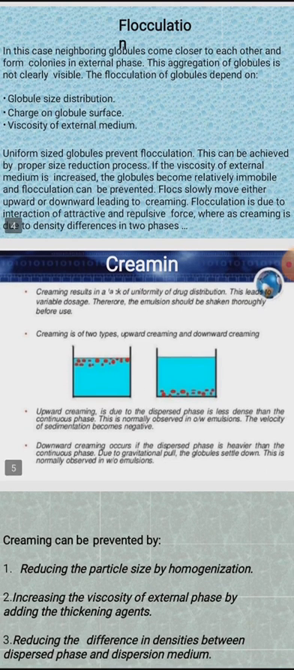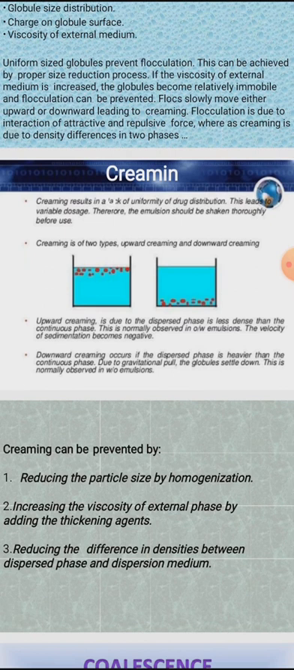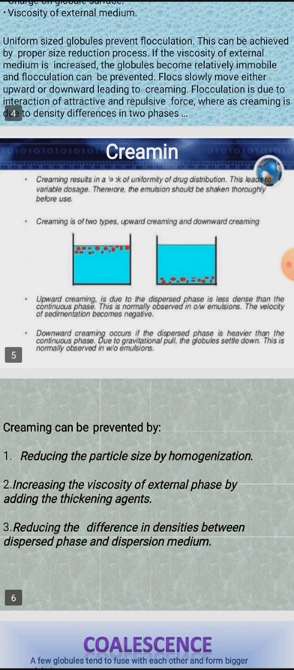Again I am repeating, flocculation is due to the interaction of attractive force and repulsive force, whereas creaming is due to the density difference in the two phases, oil phase and aqueous phase. So the second instability marker is creaming. Creaming is the concentration of globules at the top or bottom of the emulsion. If all the floccules go upward, then upward creaming will happen, and if they go downward, then downward creaming will happen.